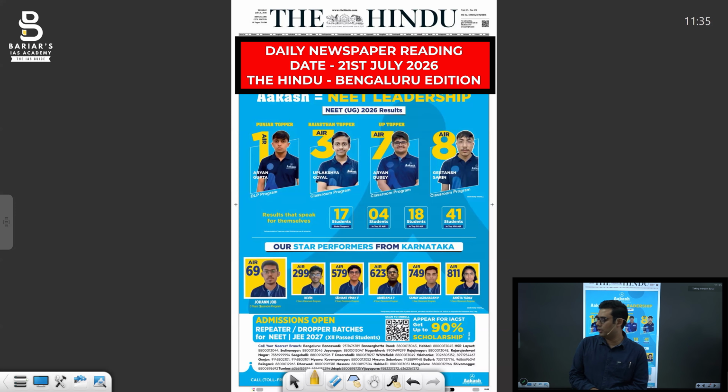earlier we have talked about the zero FIR scenarios. So what is the meaning of zero FIR? Zero FIR means the FIR which can be lodged anywhere, irrespective of the jurisdiction. That was zero FIR. Now, in relation to that itself, the E0 FIR concept has been introduced. E0 FIR is related majorly to cyber crimes.